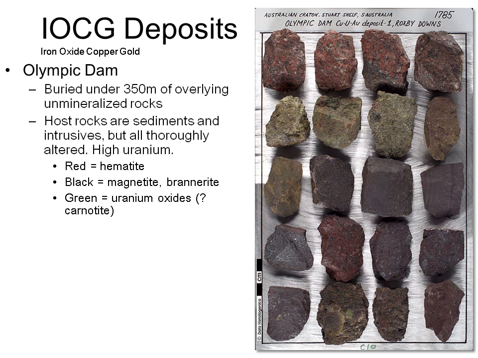IOCG ore is often striking to look at. It is often very red from the hematite content, blue from bornite, or yellow-green from various uranium oxides. You can see some of the ores from Olympic Dam in this photo.